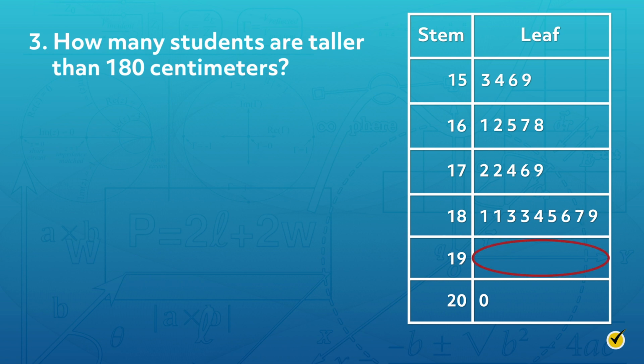Since there are no leaves shown for a stem of 19, there are no students with this height recorded. There's 1 leaf shown for a stem of 20, so the height of this student is 200 centimeters. Adding these together, 10 students are taller than 180 centimeters.